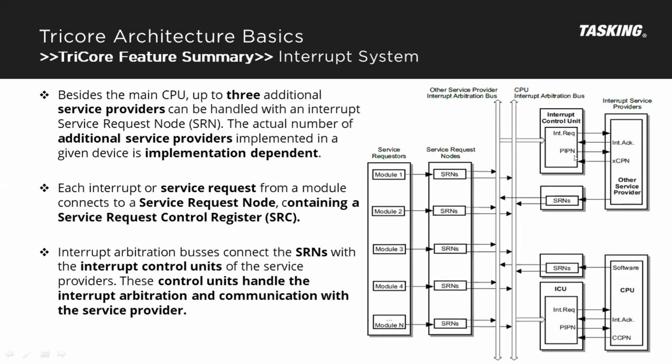And you will have the interrupt control unit. The interrupt control unit handles the arbitration on the bus for the requests that come from the service requesters, and it communicates with the interrupt service provider, which is in this case the CPU handling the interrupts. At the same time, it gives priority to the service requests that are raised based on their priority. So this is how the interrupt system works.